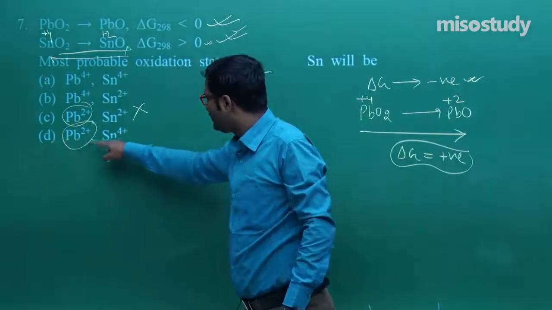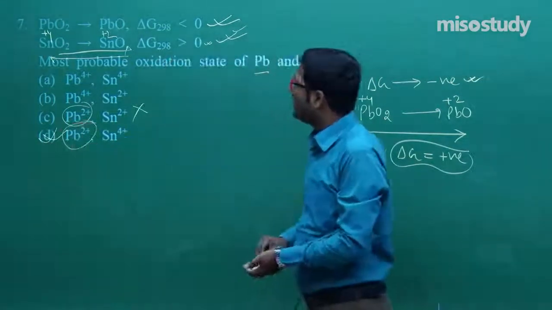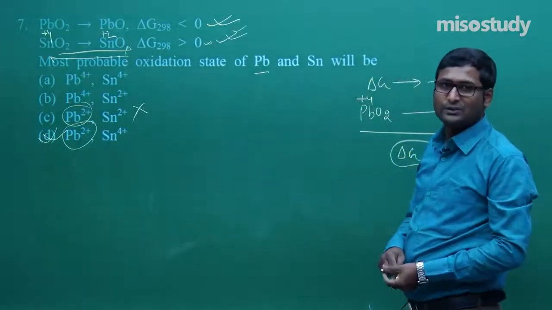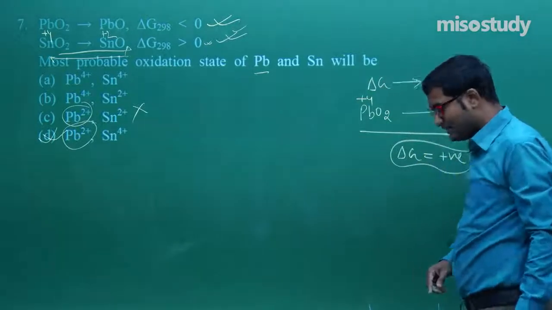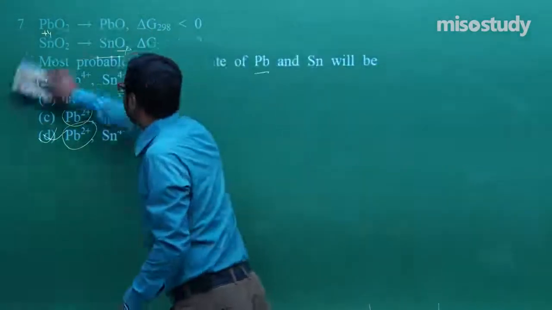Now the D option, Pb2 plus and Sn4 plus. So this one is the correct option. So among A, B, C, D, D is the correct option. Clear, friend? This is a completely theory based question. You can easily solve such kind of questions.